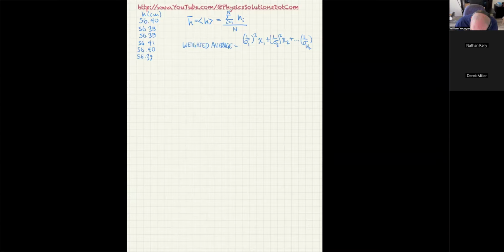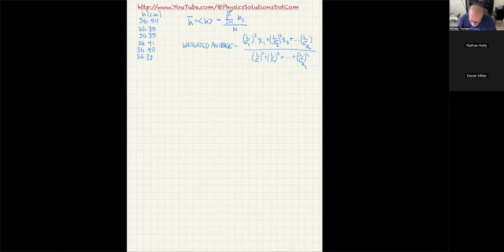Okay, but the way we finish it out is we sum up all those weights, which would be 1 over sigma 1 squared, that's one weight, plus 1 over sigma 2 quantity squared, that's another weight, plus dot dot dot, plus 1 over sigma n lab squared, like that. That is your weighted average.